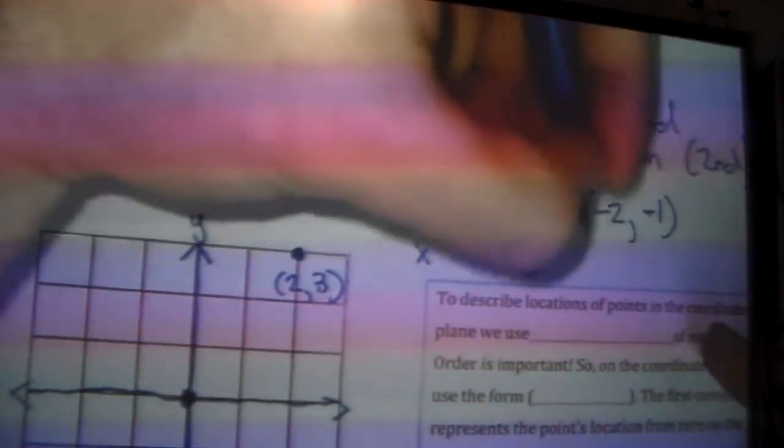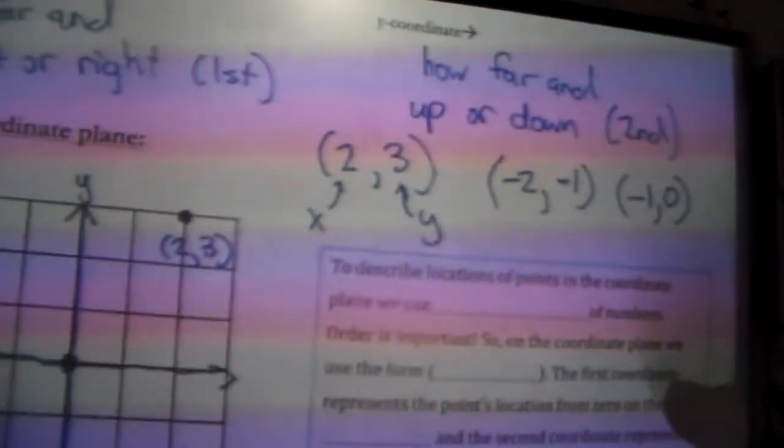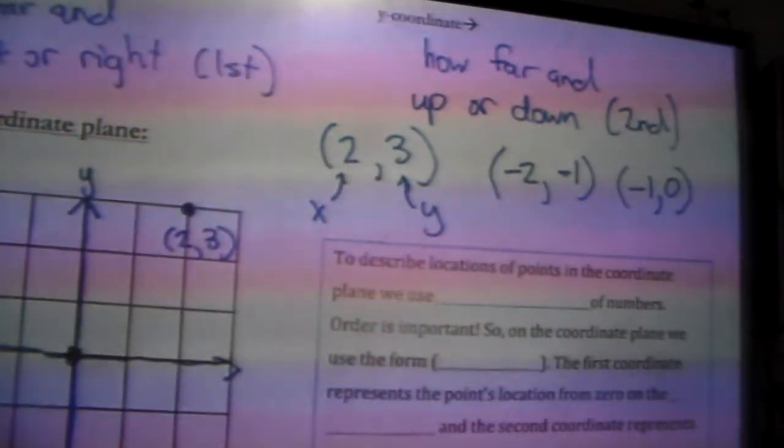Let's try another one. So let's take -2, -1. And let's take -1, comma, 0. So on your own, try pausing this video for about 30 seconds. See if you can plot those 2 points. And then check with me and see if you're correct. So again, pause it, take about 30 seconds, see if you can plot these 2 points, and then play the video again when you're ready to check.